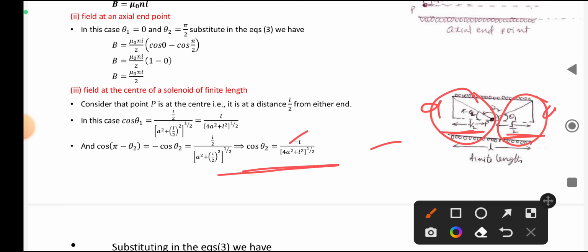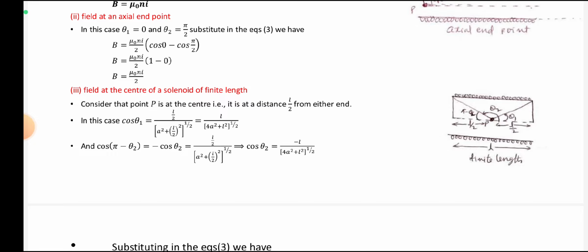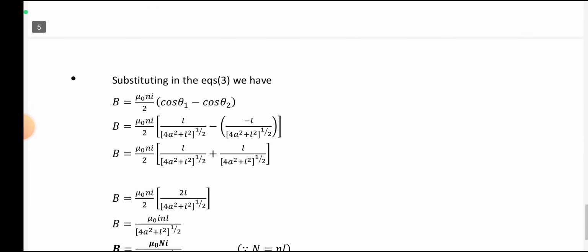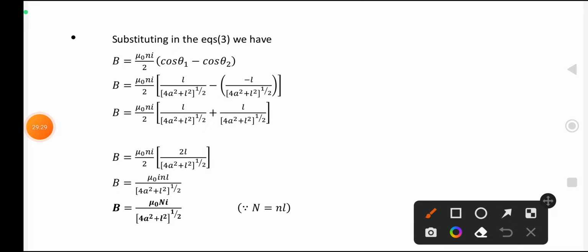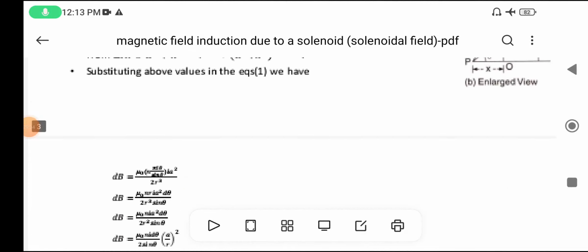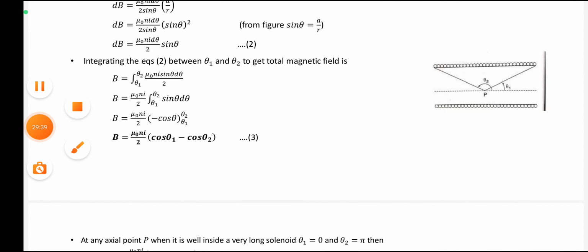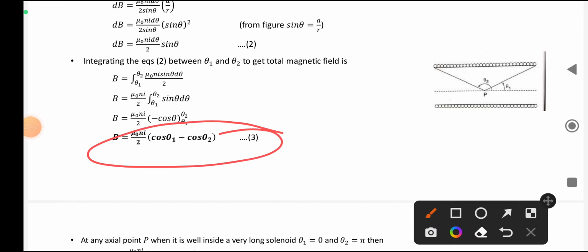Okay, and take these two values, cos theta 1 and cos theta 2. Cos of pi minus theta 2 is minus cos theta. This minus taken this side, so cos theta 2 is minus L by 2 by A square plus L square by 4, power 1 by 2. Okay, substitute them in equation 1, or sorry, equation 3. So what is equation 3? This we have derived previously. See above, we have that diagram, that equation. See, this is the third equation.